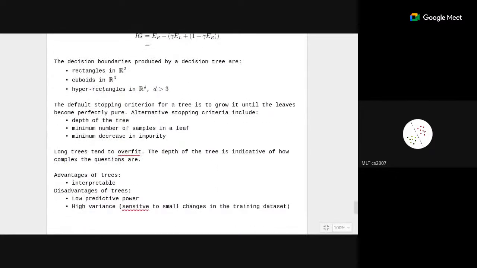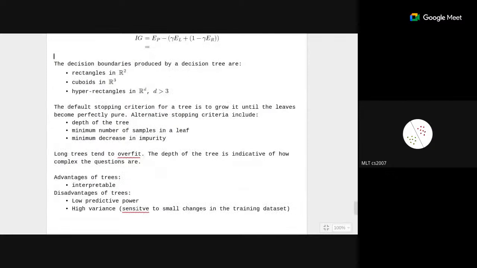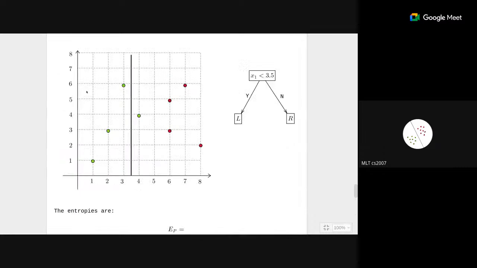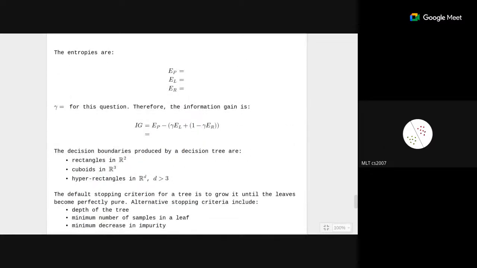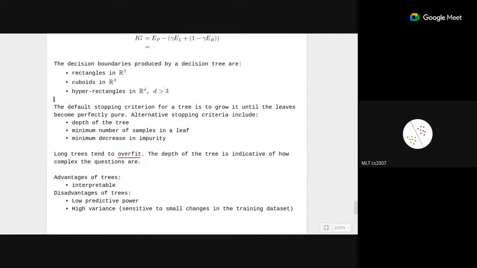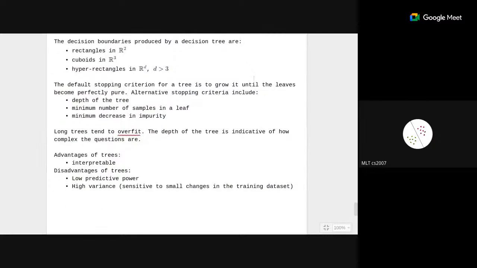So, the final point, just a few more points. The decision boundaries produced by a decision tree are typically rectangles in R2. So this is a rectangle. They are cuboids in R3, basically boxes, and for higher dimensional spaces they are hyper rectangles. By default the tree is grown until the leaves become pure, as I said.